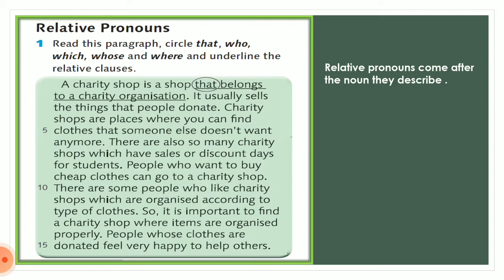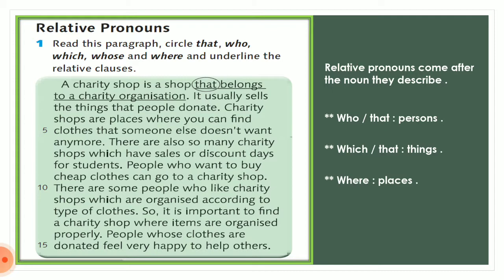Okay, grade 9, and let me remind you of the relative pronouns and when do we use them. We said that we have who, which can be replaced by that, and we use it to describe persons. We have which, and it can also be replaced by that, and we use it to describe things. We have also where, which is used to describe places, and we have whose, which can describe the possession. So let's start reading the paragraph.